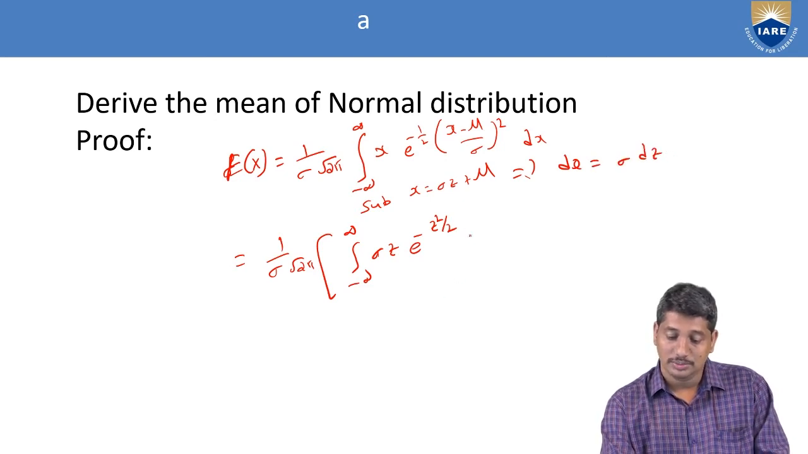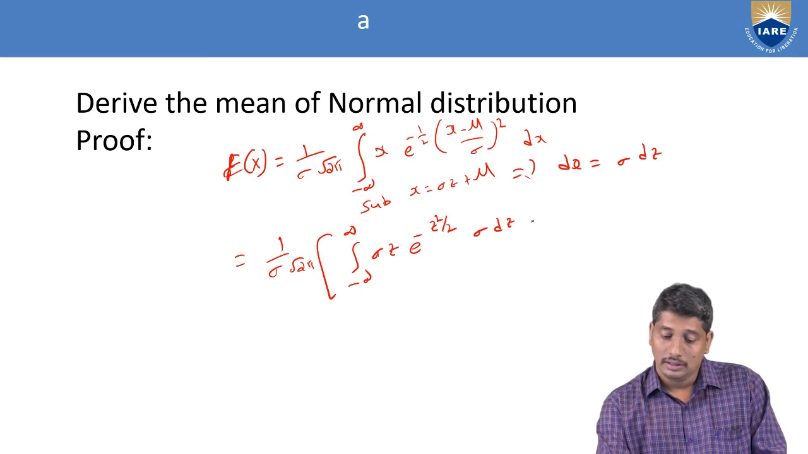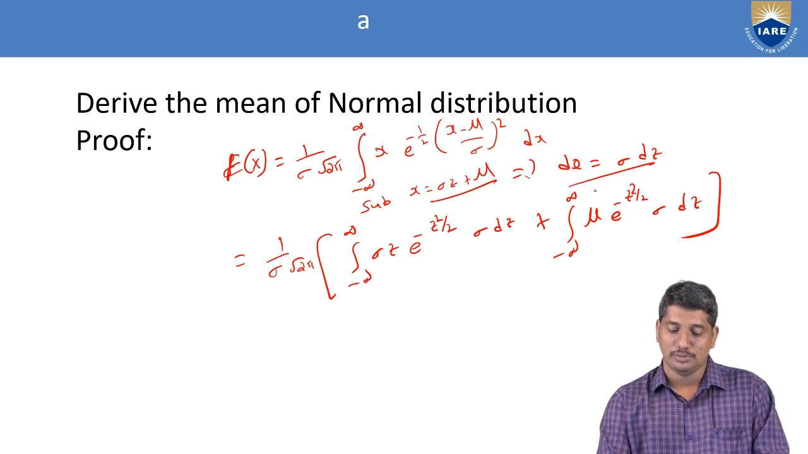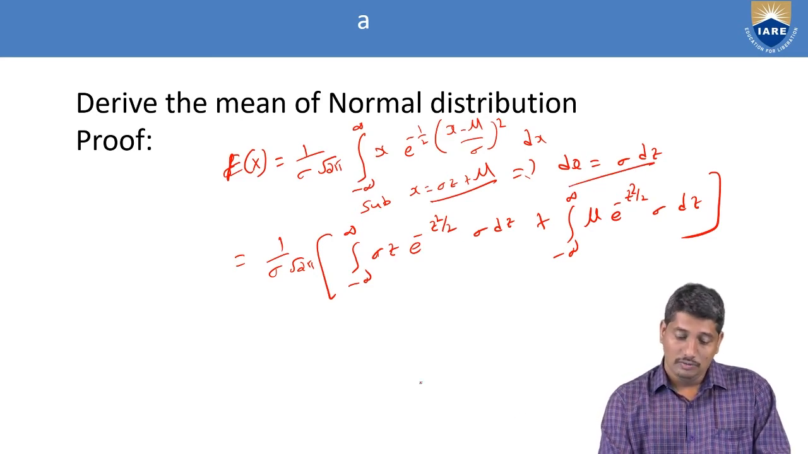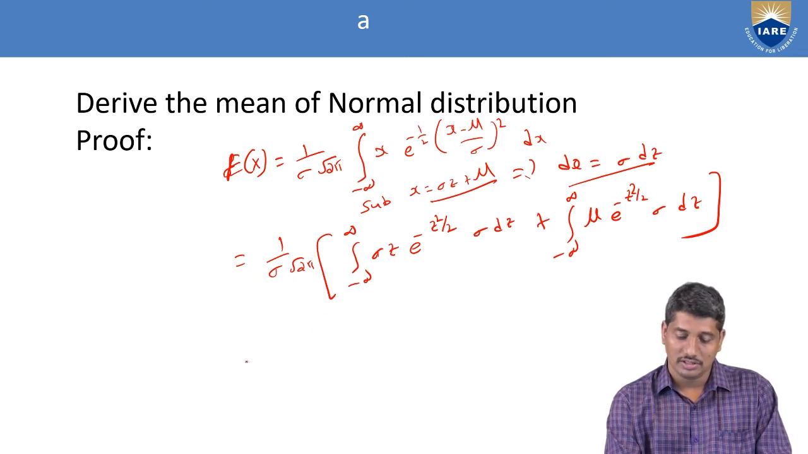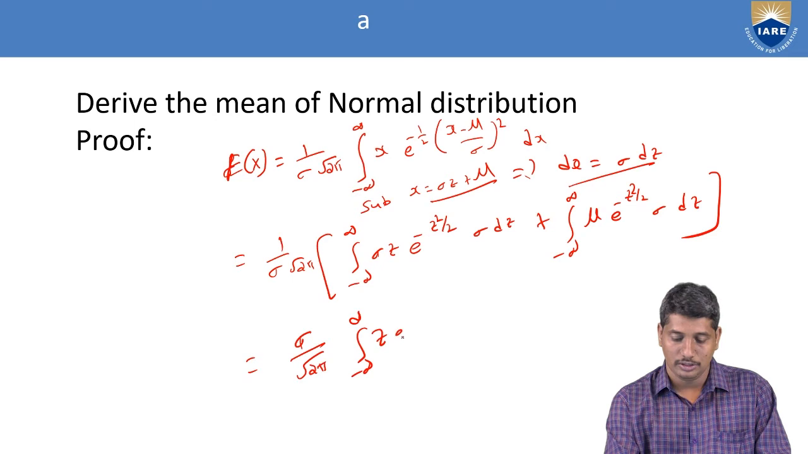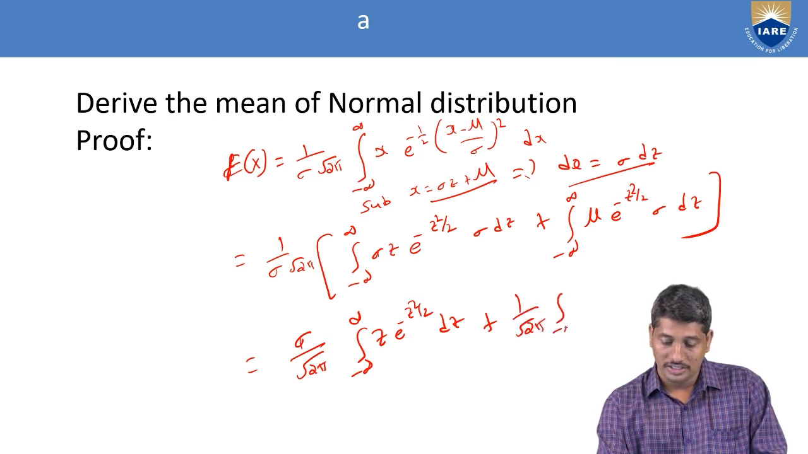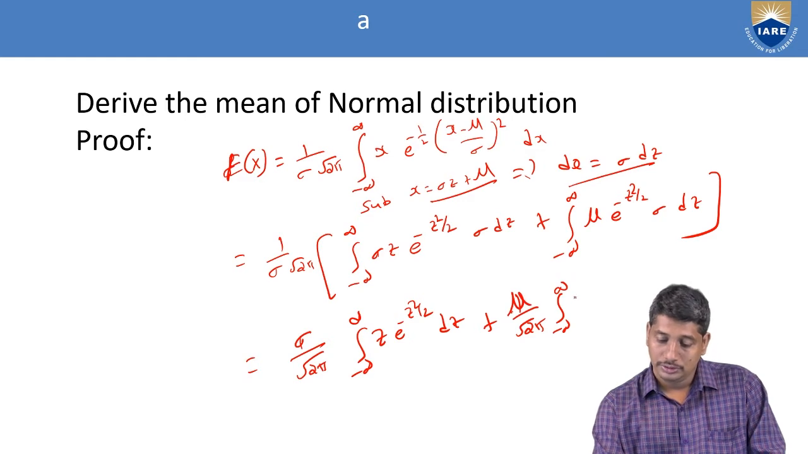Okay, that is why this becomes sigma dz plus the integral from minus infinity to infinity of mu into e power minus z square by 2 sigma dz. That means we have substituted x, we have substituted dx, and we split the integral into two integrals. Then once we multiply with this, we observe that we get sigma by root 2 pi times the integral from minus infinity to infinity of z into e power minus z square by 2 dz, plus 1 by root 2 pi times the integral from minus infinity to infinity of mu e power minus z square by 2 dz.